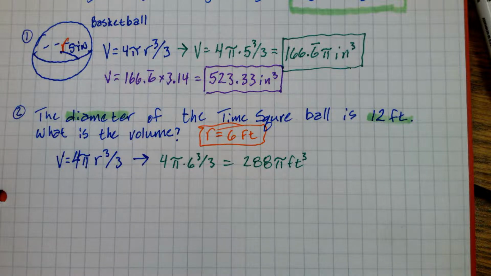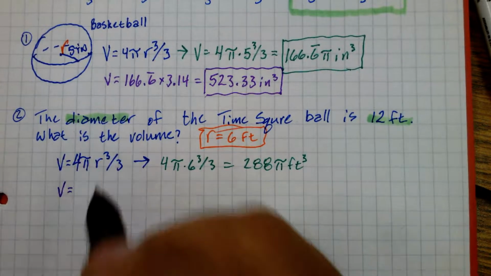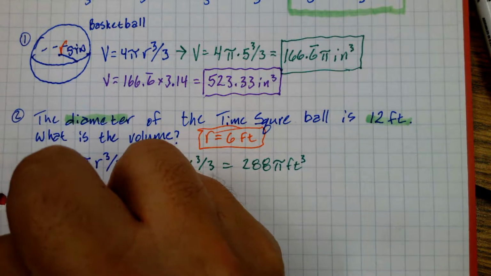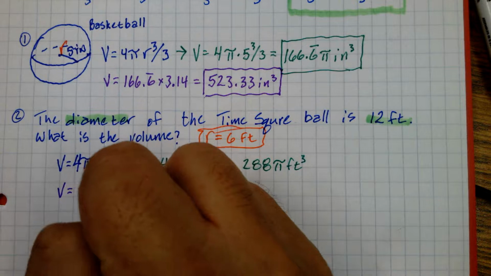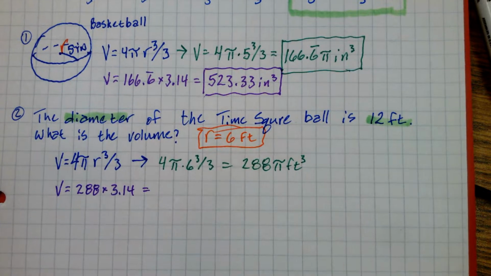So 288 cubic feet, 288 pi cubic feet. But we still got to figure out the exact answer. So let's multiply that by pi. 288 times, we'll use 3.14. And let's see what that gives us.